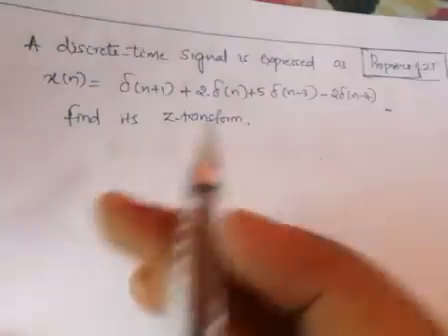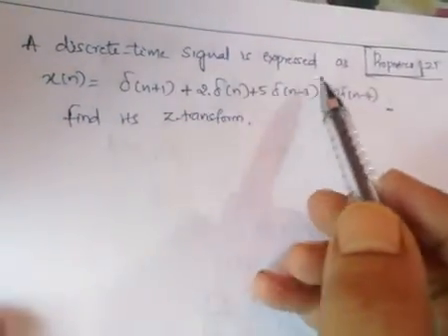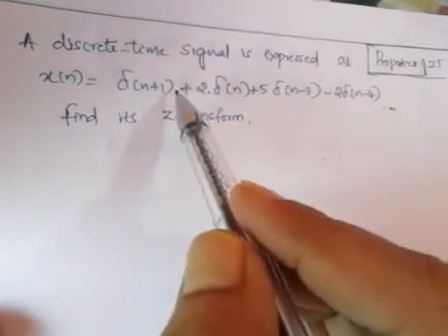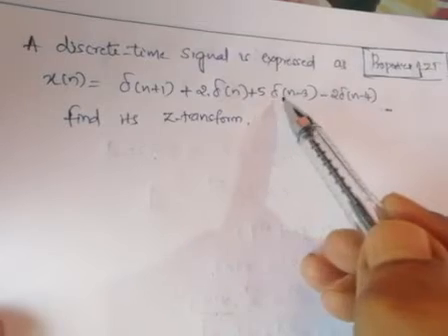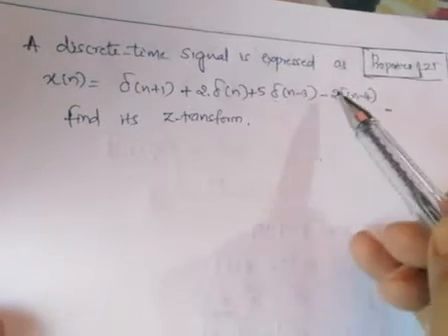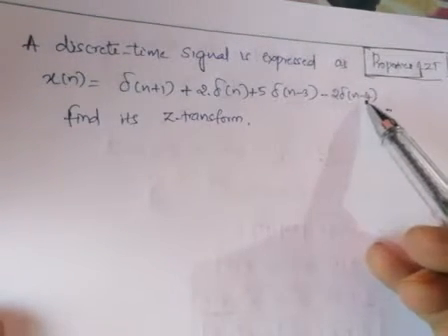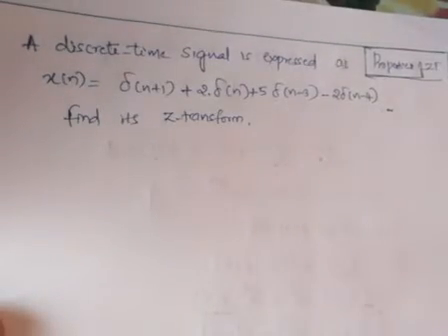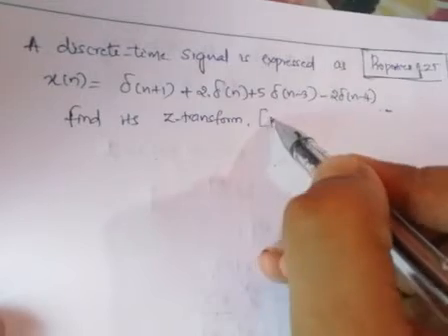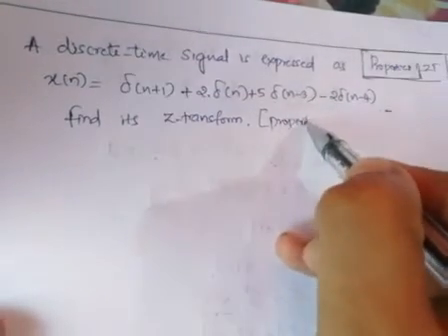In this case, a discrete time signal is expressed as x of n equal to delta of n plus 1, plus 2 into delta of n, plus 5 into delta of n minus 3, minus 2 delta of n minus 4. Find its Z transform. Here we have to make use of properties of the Z transform and solve this.